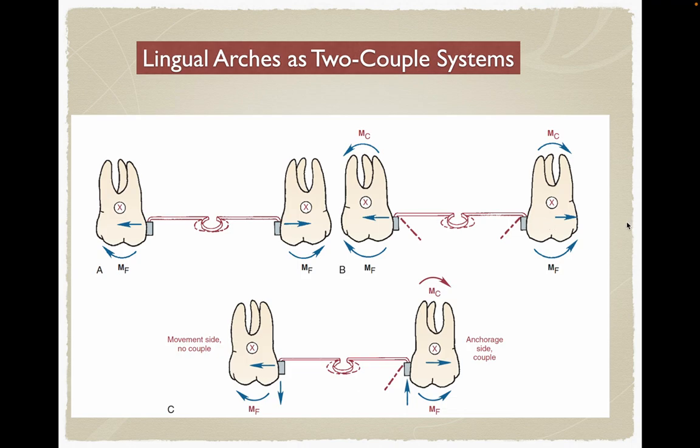Now, we know that bodily movement is more difficult than tipping movement. So if I want this one to do more expansion, simply I will allow this one a tipping movement, and this one should be a bodily movement. So I'm reinforcing anchorage on this side. So I apply the bend only on one side. That will generate a counter moment that will stabilize this tooth and will make this one move in a tipping movement. That's a stationary anchorage.